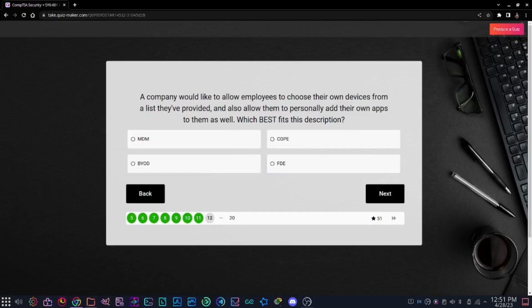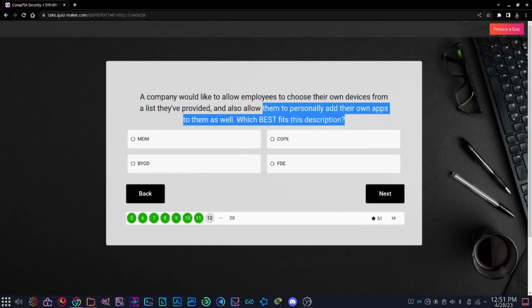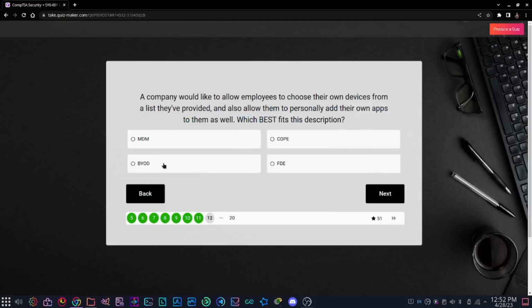So here it says a list that they've provided, and also allow them to personally add their own apps to them as well. So we know that BYOD means you have to bring your own device, and MDM is just management for mobile devices within a corporate network, and FDE is full disk encryption, so that doesn't pertain to any of this. So the best answer is going to be COPE, corporate owned, personally enabled.